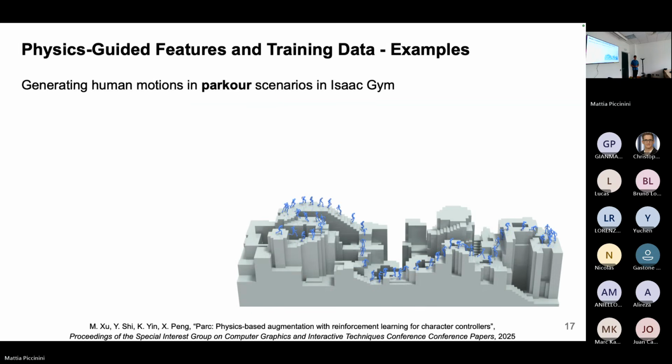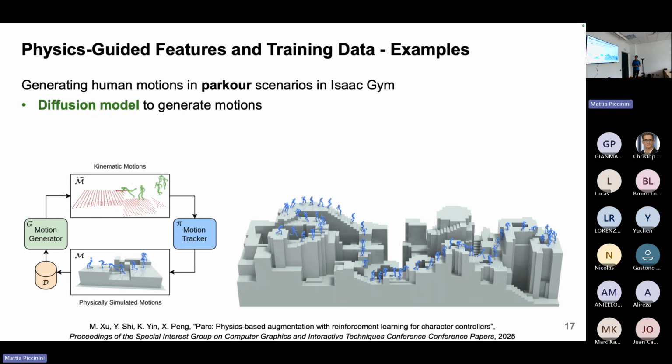Okay. And another example is here from another paper, 2025. This goes in the direction of foundation models, actually. So here they wanted to generate human motions with some characters. The blue characters you see are from a simulation environment from Isaac Gym, which is an open source simulation environment. And they wanted to generate human motions in parkour scenarios. So the human had to climb some steps, go down, go up, go down in a simulation setting in Isaac Gym. And so what they basically had is a diffusion model, here a motion generator that was generating the motion for their character.